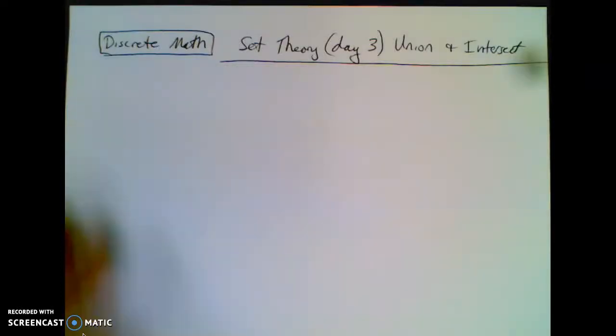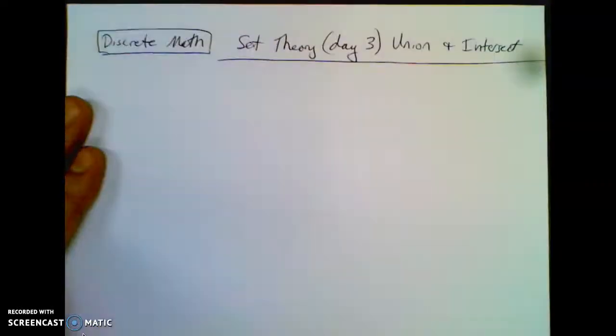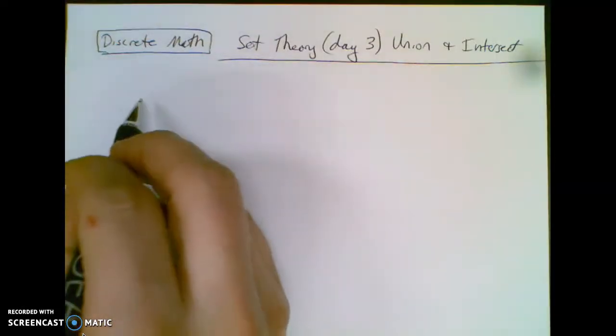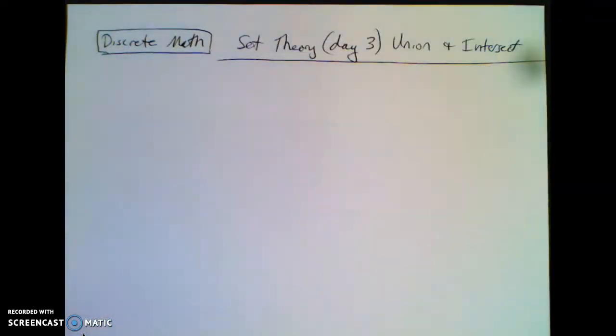All right, calculus folks, or discrete math folks. This is our day 3 of set theory, and we're going to learn some operations finally, called union and intersect. You actually kind of know these already if you've ever done Venn diagrams, which we are going to do next week, or tomorrow, the next lesson. And basically, it's like and or from logic.